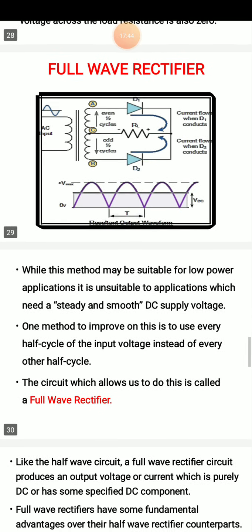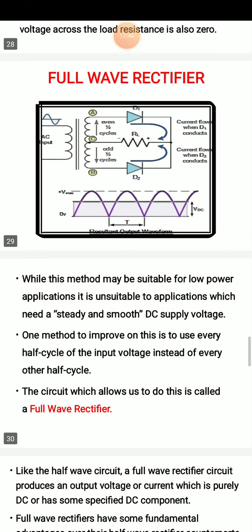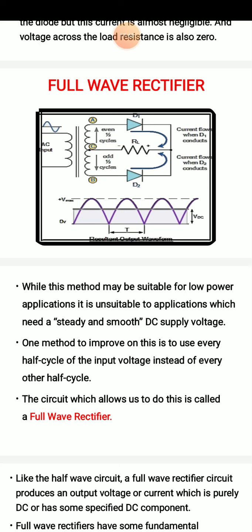Next we will see the full wave rectifier. Full wave rectifier, we can see from the name itself, it is a full wave. Full wave means one full cycle, so both positive as well as negative. So it operates in both positive and negative. For that purpose, we are using two diodes here. Previously we said in the half wave rectifier we use only one diode, and here we will be using two diodes.